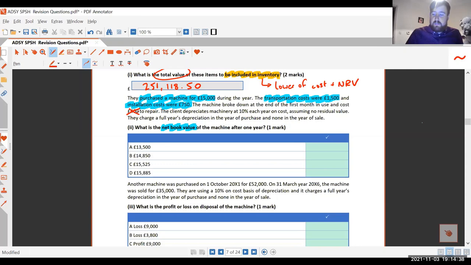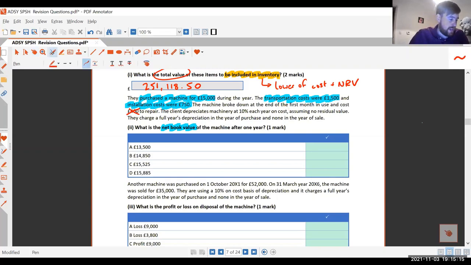The reason for this, again, is that it's actually been up and running for a month in this scenario. So it was clearly in a working state before those repairs had to happen. So it's not part of getting it to the warehouse and getting it into a usable state. As a few of you have now said in the chat box here, it's an expense. It's an operational issue that they've incurred, and we should not be capitalizing it. It would simply go through your statement of profit and loss as normal. Good stuff.